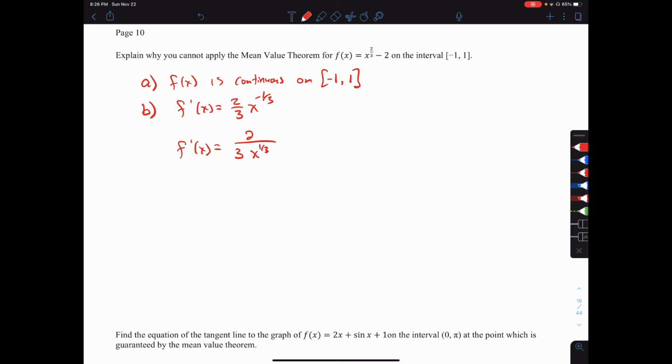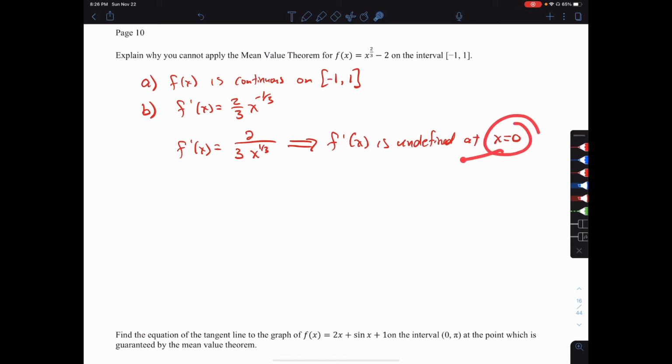Now if we look here, is there any place on this interval where this derivative is undefined? I would say definitely yes. F prime of x is undefined when x is 0, because if x was 0, I'd make this denominator 0. If f prime is undefined, that means it's not differentiable at that point.